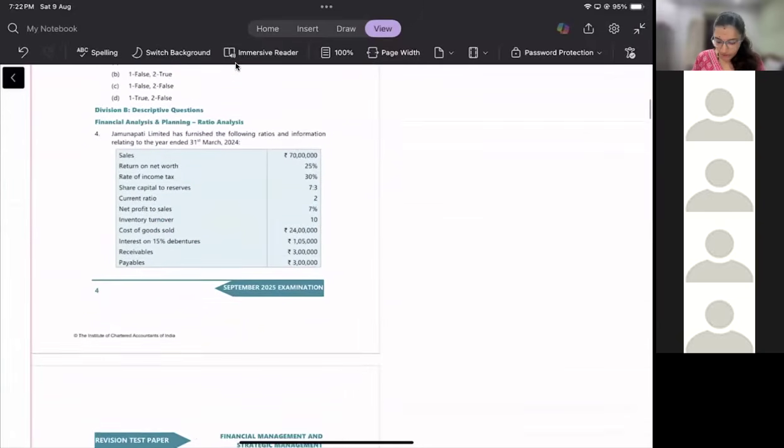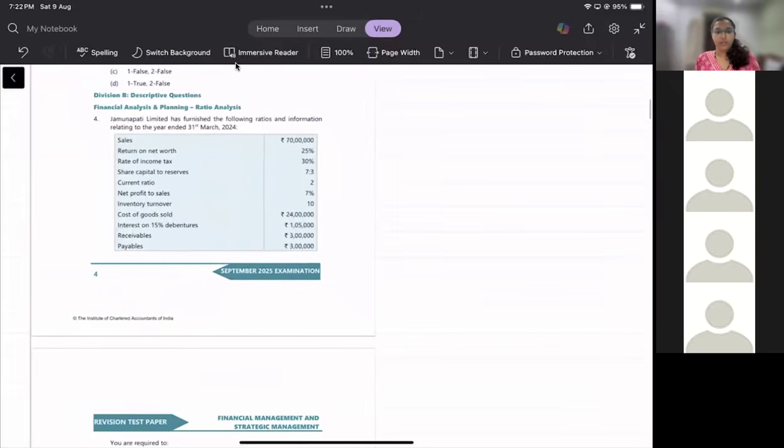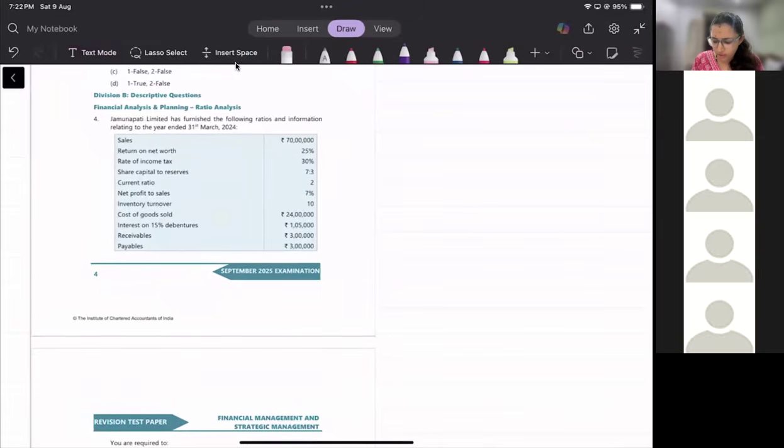So, we'll start with our descriptive questions. If you ask my opinion, it was a good RTP except for question number 1. Why except for question number 1? I won't say it was very difficult, but it needed a bit more conceptual knowledge and also it was a bit lengthy. So that's about it.